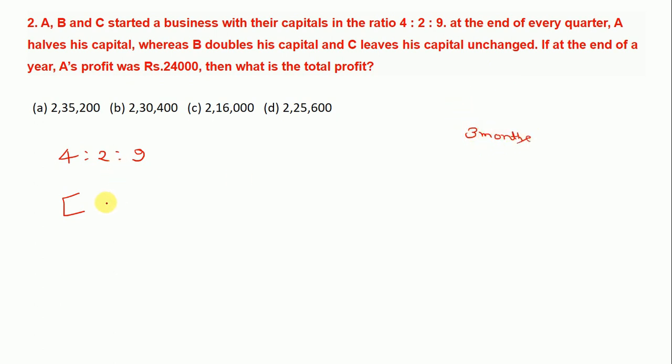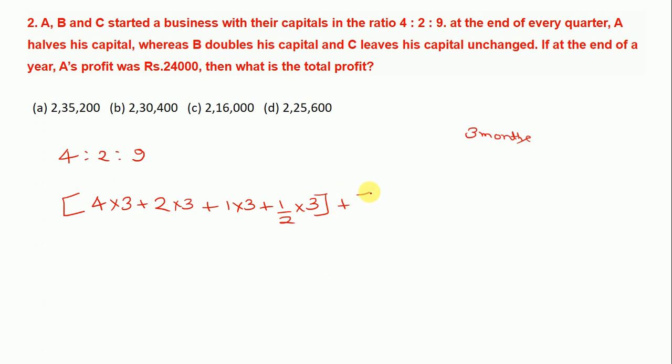So for the first 3 months, A's investment was 4, and after 3 months A halves his investment. So half of 4 will be 2 into 3. It has been invested for 3 months, and for the next 3 months half of 2 is 1, and similarly half of 1 is equal to half, and it has also been invested for 3 months.